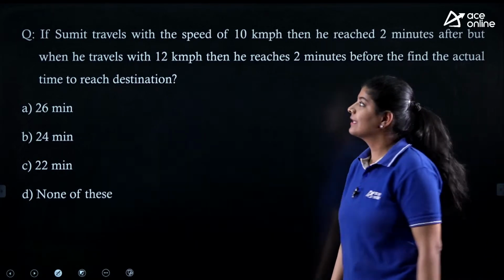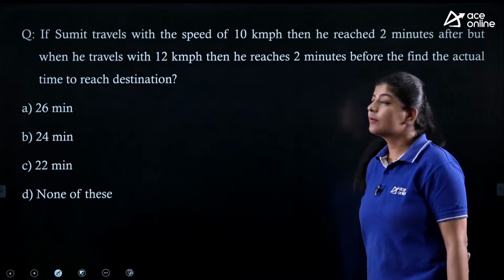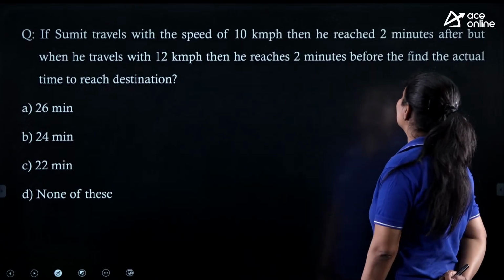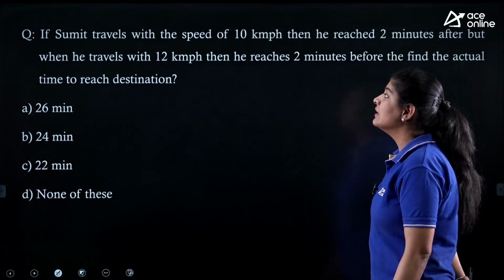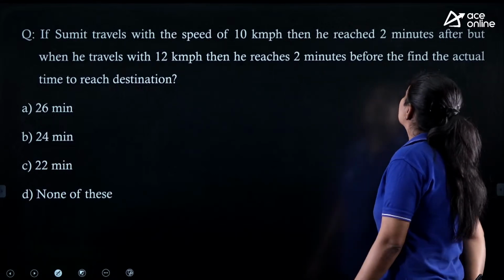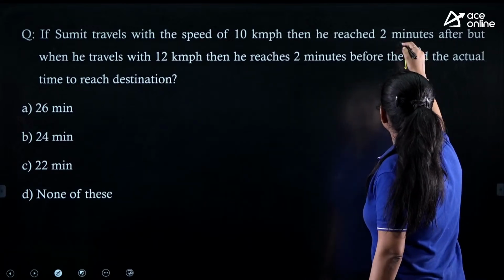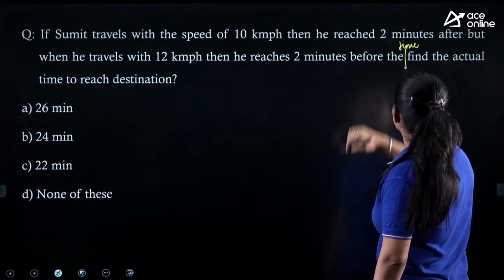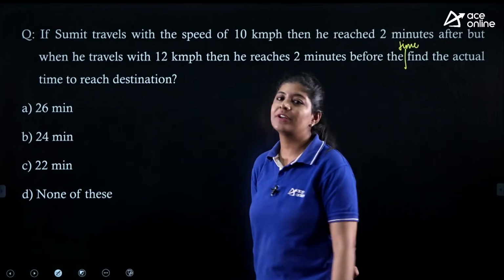Next, the next question says that if Sumit travels with the speed of 10 kilometers per hour, then he reaches 2 minutes after, but when he travels with 12 kilometers per hour, then he reaches 2 minutes before the time. Now what we need to do? We need to find the actual time to reach the destination.